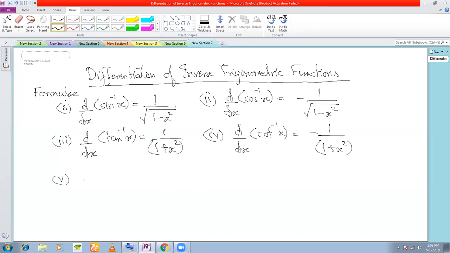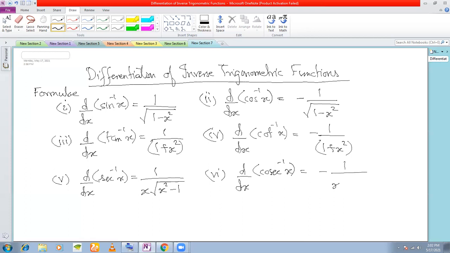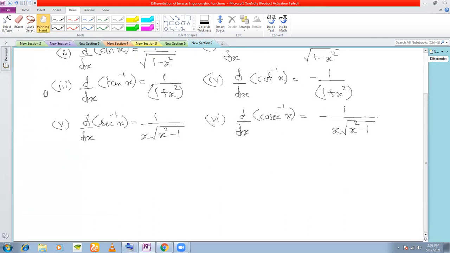And d/dx sec inverse x is 1 by x root(x square minus 1). Sixth one is d/dx cosec inverse x is minus 1 by x root(x square minus 1). Okay, all these you must remember. Based on these, some problems I'll be doing.